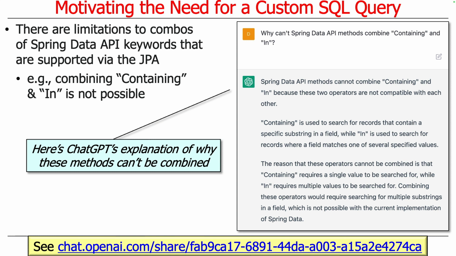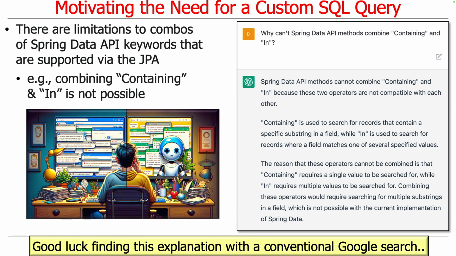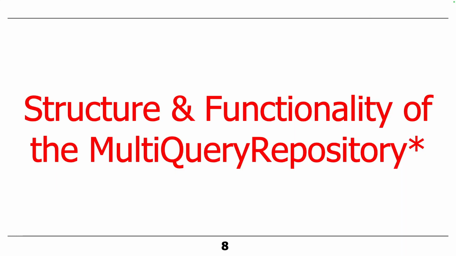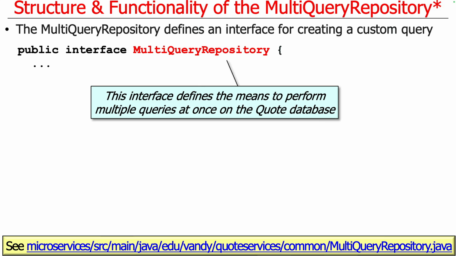Now, I'm not entirely sure I believe everything in the explanation, not that ChatGPT is wrong, but it seems like it could be done, but for whatever reason, it's not done. And to the earlier point, good luck trying to Google this. If you do a Google search, trying to figure out why you can't combine containing and in, I was never able to find a sensible answer, but ChatGPT gave me an answer right away that seemed quite plausible. So, given the motivation for why we need to have a way to combine these things, let's talk about how we're going to implement this.